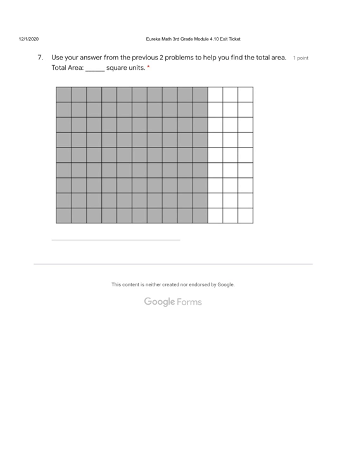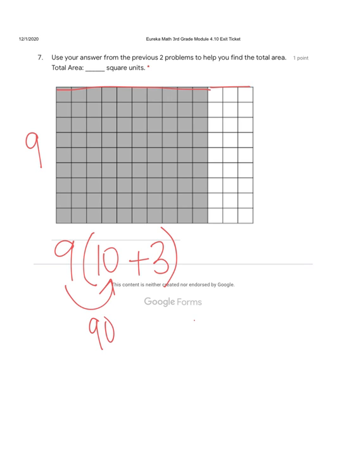Number 7, use your answer from the previous 2 problems to help you find the total area. Okay, so we have 9 square units. I'm going to write 9. And then we're going to add 10 square units plus 3 square units. All right, what is 9 times 10? 9 times 10 is 90. What is 9 times 3? 9 times 3 is 27.